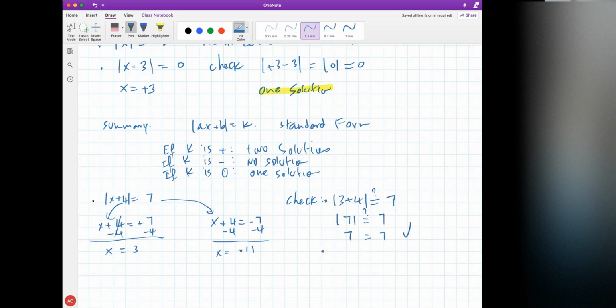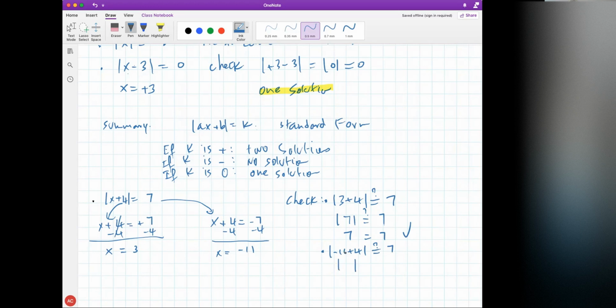Let's try the other one and see how it works. So again, we're going to take the negative 11, plug it here. So you're going to get |-11 + 4|. We're going to see if it's equal to 7. Then again, simplify your absolute value. Start with the inside first. Negative 11 plus 4 is?